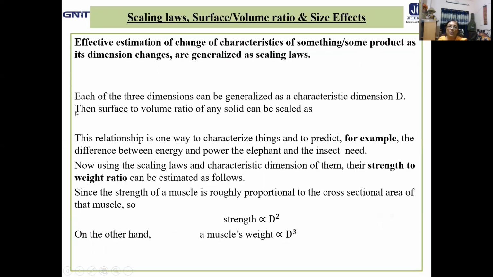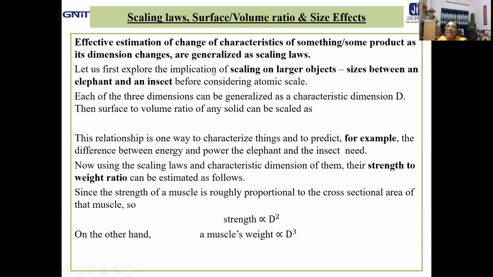Now let us come to the scaling laws. The effective estimation of change of characteristics of something or some product as its dimension changes is generalized as scaling laws. So, effective estimation of change of characteristics. We are going in that direction, to estimate the change of characteristics of something as its size or dimension changes, and these are generalized as scaling laws.